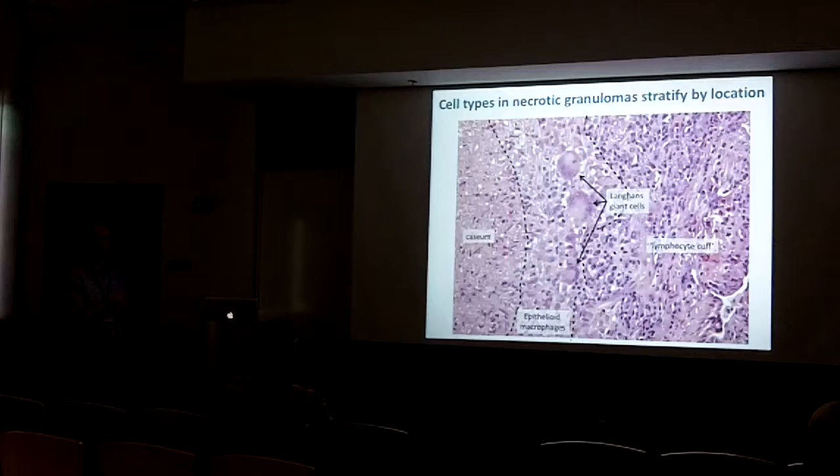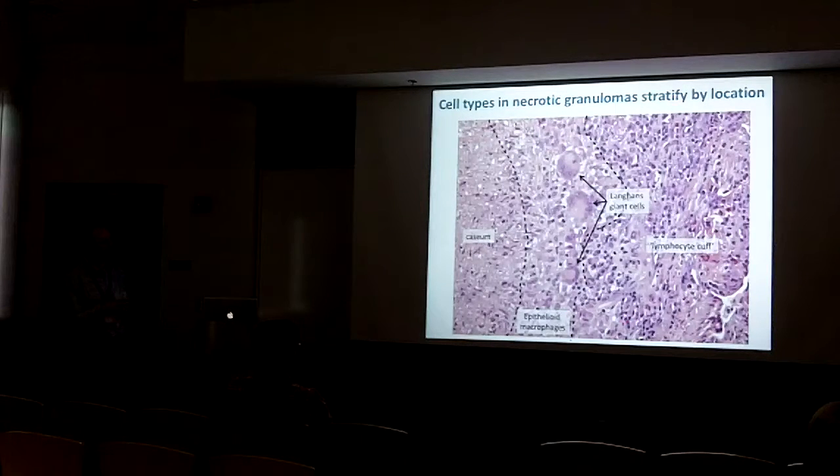So here you can see the caseum. Again, kind of an amorphous region. You can see neutrophils scattered throughout it. A lot of them are necrotic. Outside of that, this is the epithelioid macrophage region. These cells have a high cytoplasm to nucleus ratio. They're big cells. And you can also find in this region, and in the lymphocyte cuff, these Langhans giant cells. Langhans giant cells are oftentimes infected with Mycobacterium. And although they're not indicative of tuberculosis, they're commonly found in granulomas.